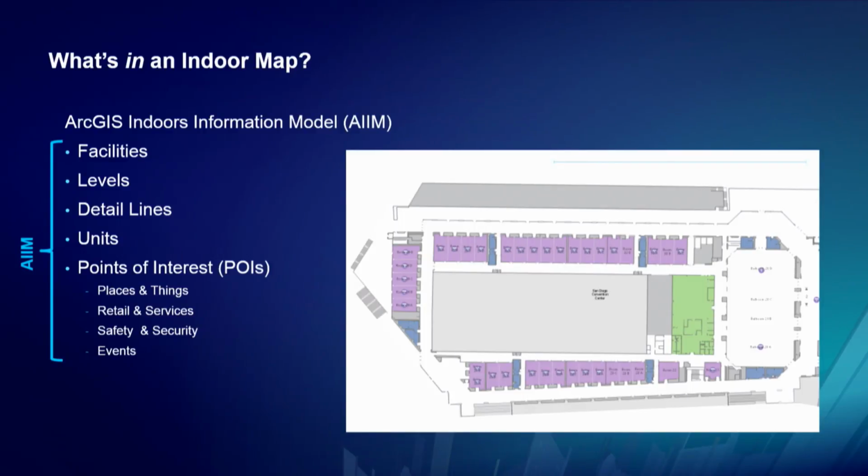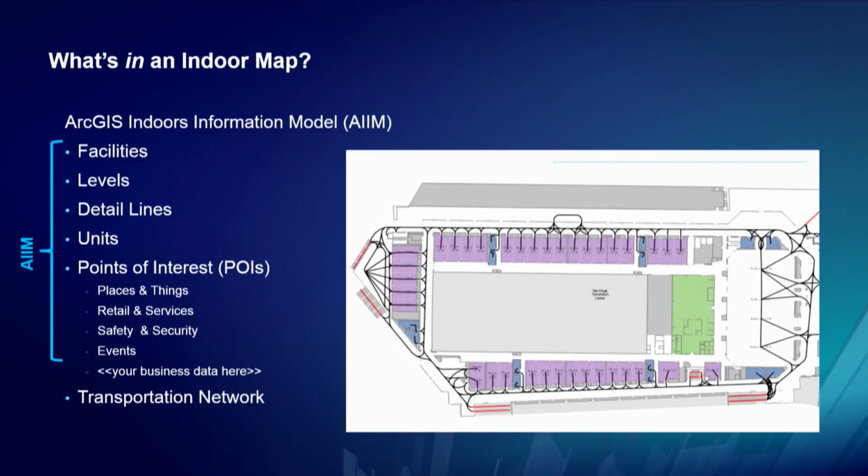So the Indoors information model is extensible. These are some of the core features, but you have your own business data. Maybe you have equipment you need to find. Maybe you have employees you need to find. You can essentially add on to those points or people or places of interest that are important to your organization or your facility.